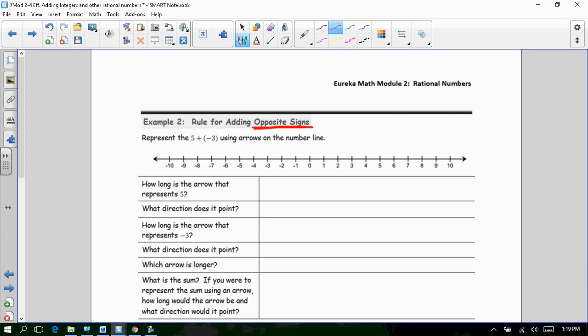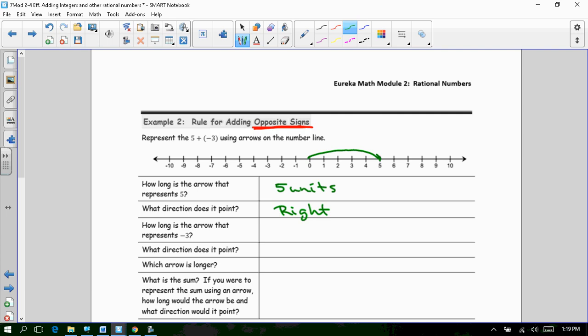So now I'm referring to one's positive, one's negative, or the one's negative and the other one's positive, okay? They're going to be opposites. All right, so let's add, it says 5 plus -3. So I'm going to go over here. I'm going to add 5, right? How long is that arrow? It's 5 units. Which direction did it go? It went to the right.